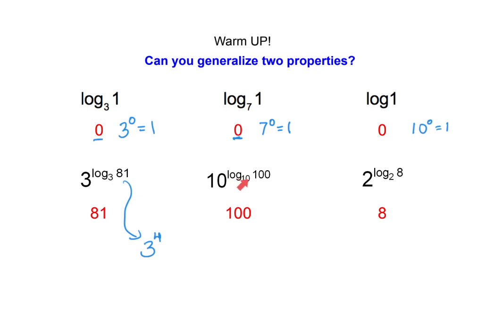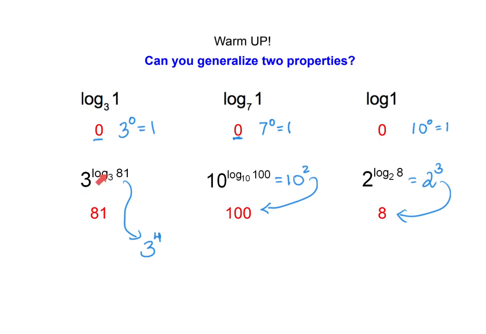Looking here, I didn't have to write base 10. I guess I was being pretty nice. Log base 10 of 100 is 2. So that means this is 10 squared, or 100. Log base 2 of 8 is 3. 2 to the 3rd is 8. Are you starting to notice a pattern?